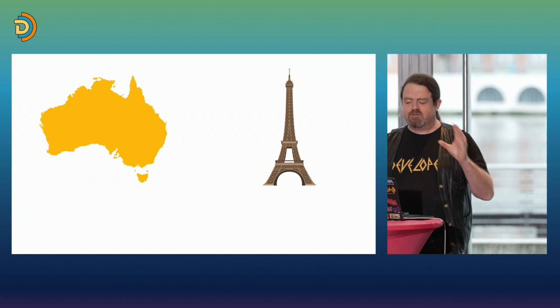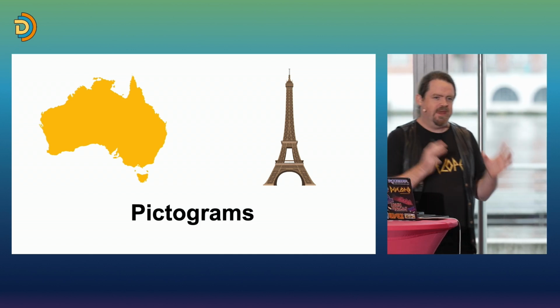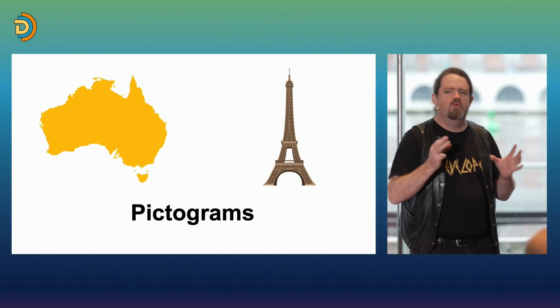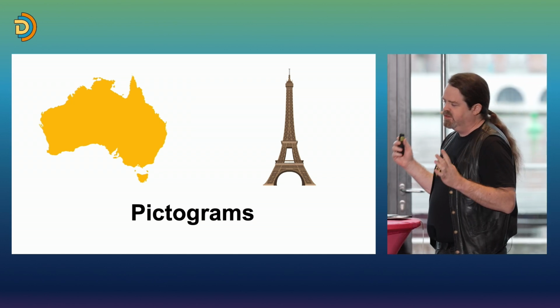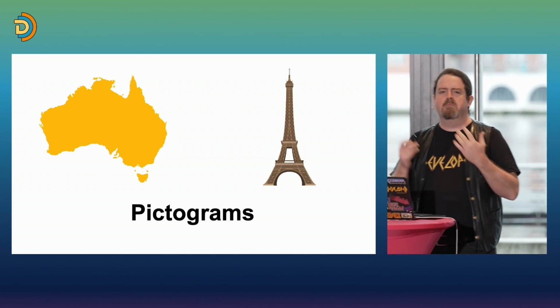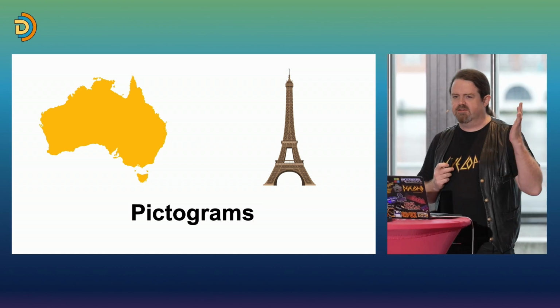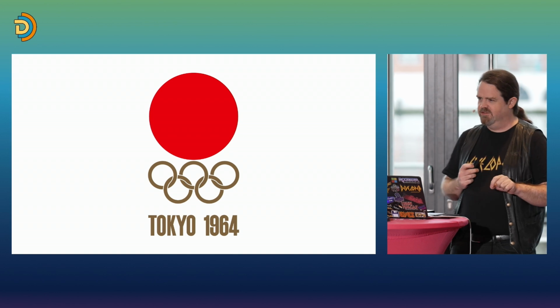Now, this writing style, these are called pictograms. It's a picture that is a picture of the thing you want to talk about. It is a symbol that you will recognize from real life. Now, a lot of the modern developments around pictographic writing stem from the Tokyo Olympic Games in 1964.